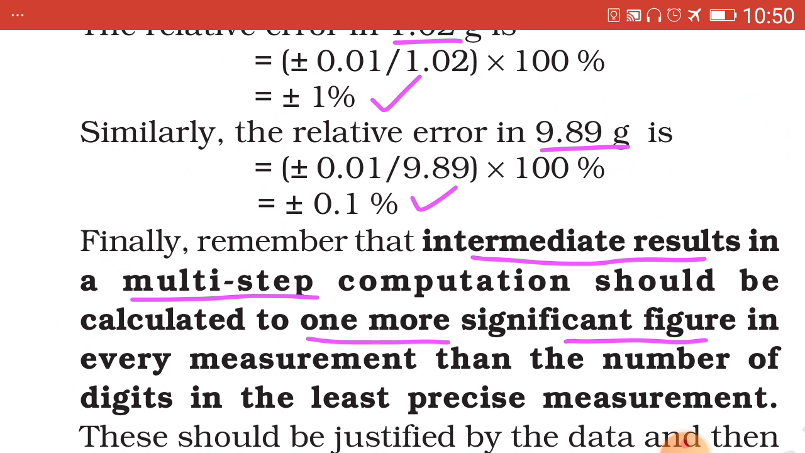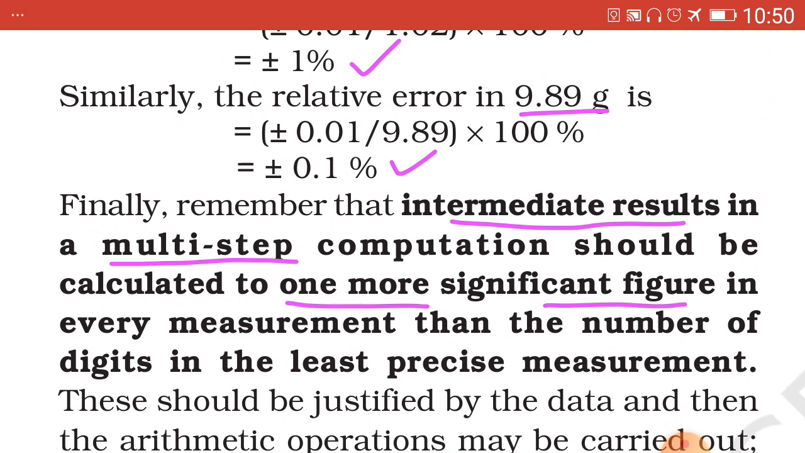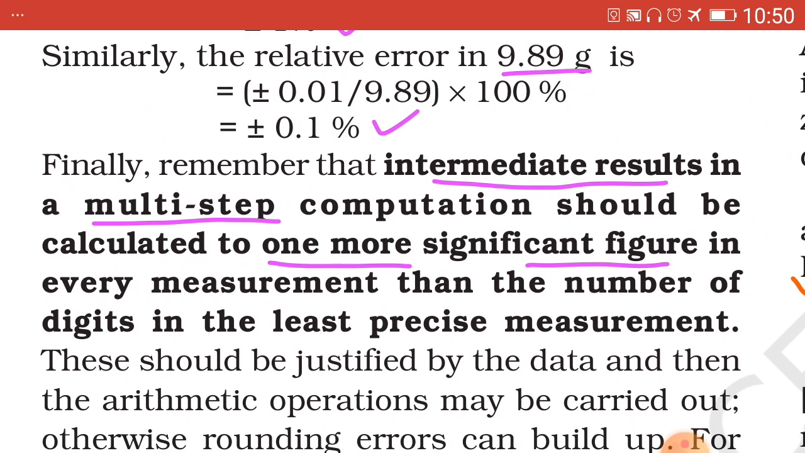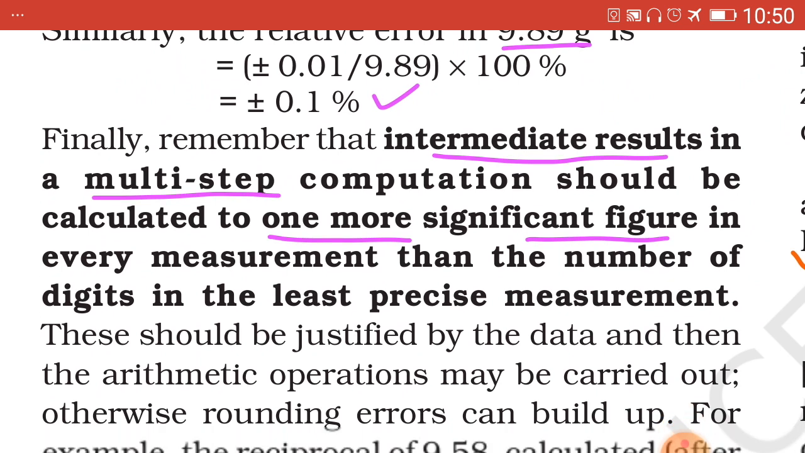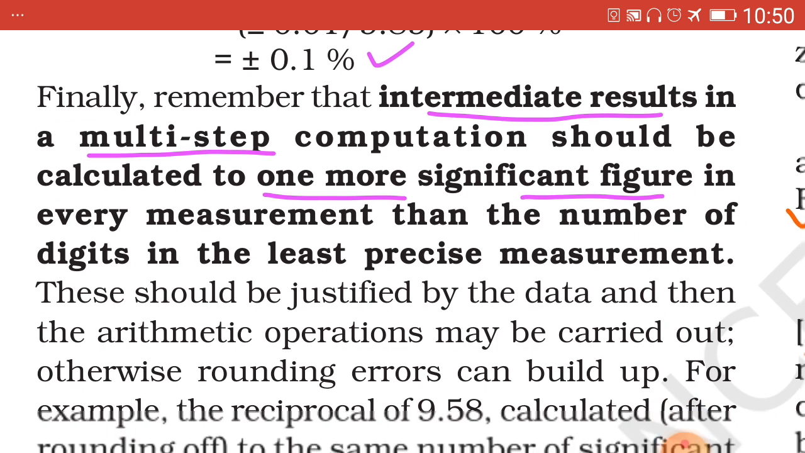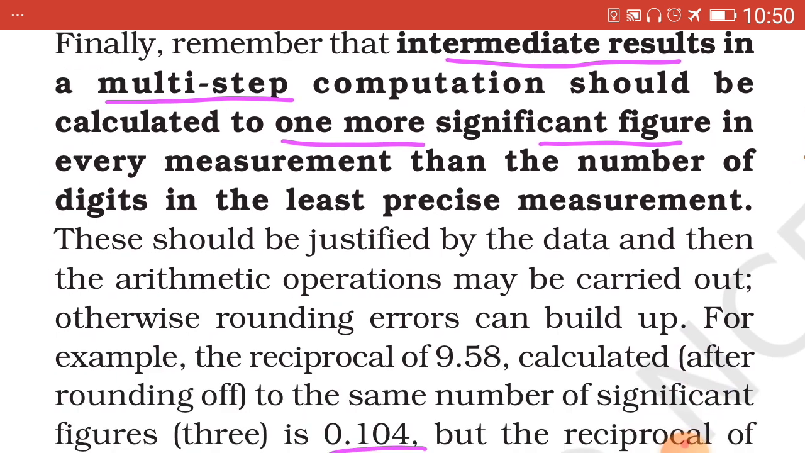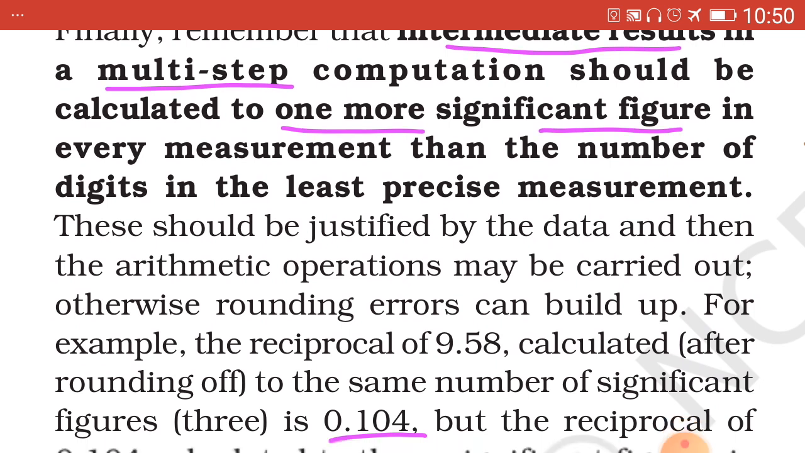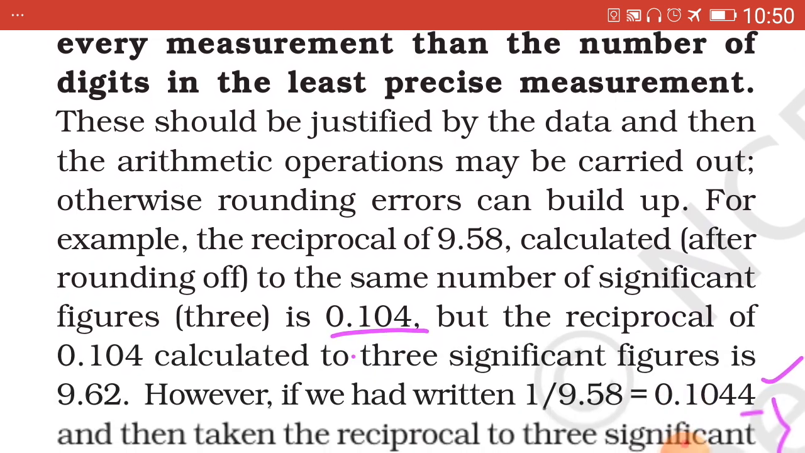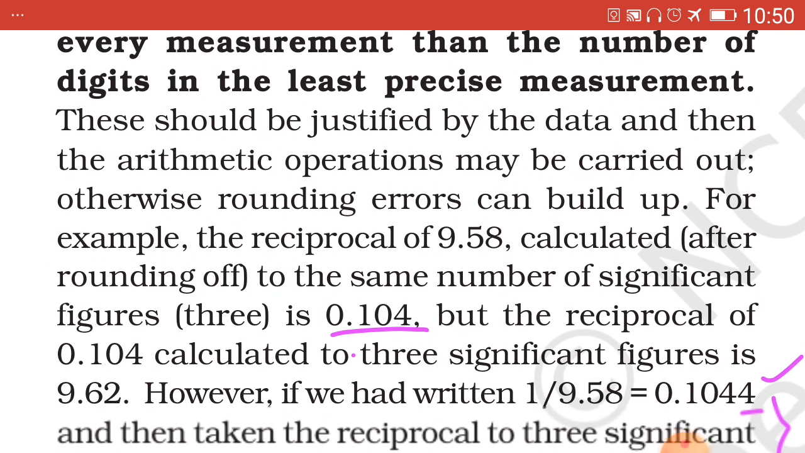So in intermediate results in multi-step computation, we should calculate one more significant figure in every measurement. In multi-step computation, one more significant figure in every measurement than the number of digits in the least precise measurement. We should consider one more significant figure. This will be clear from this example.